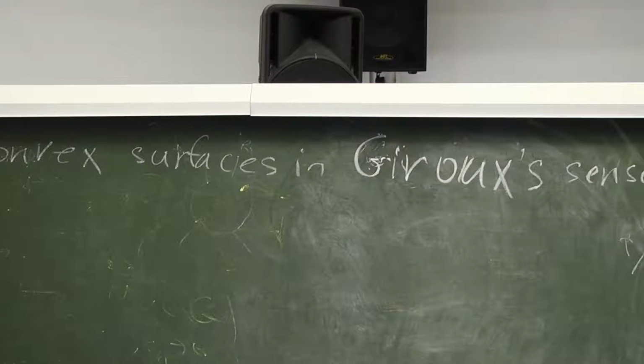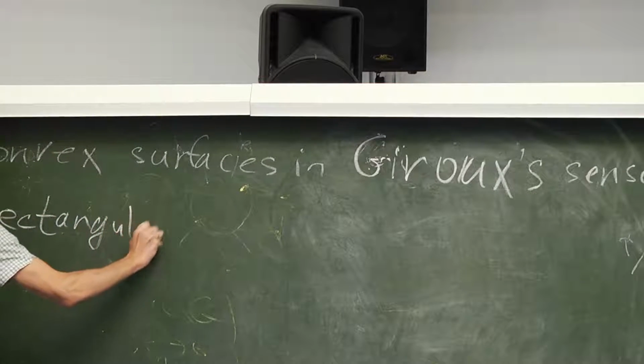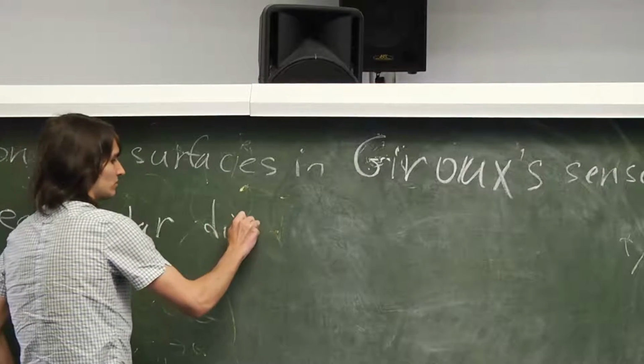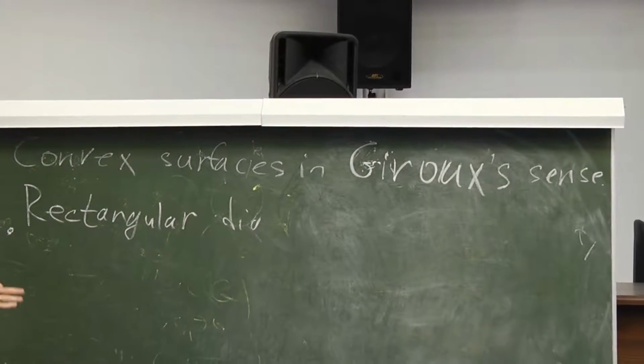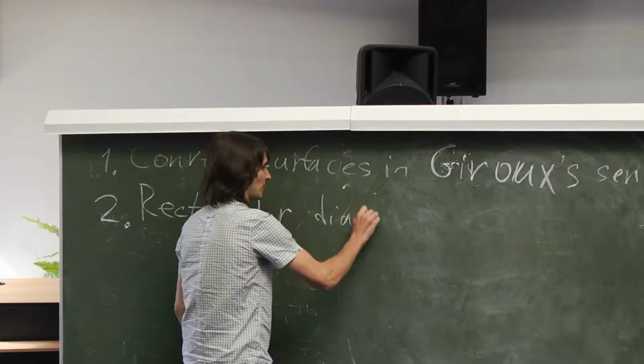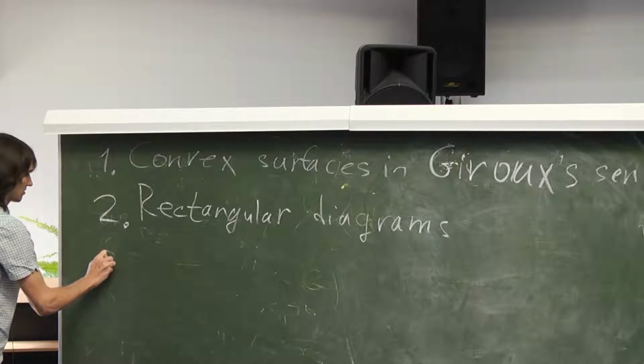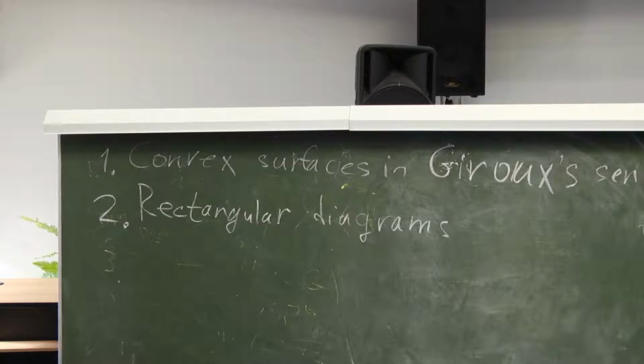Second part, I introduce rectangular diagrams for convex surfaces and surfaces in general in the free space. And last, I will discuss some problems and results.